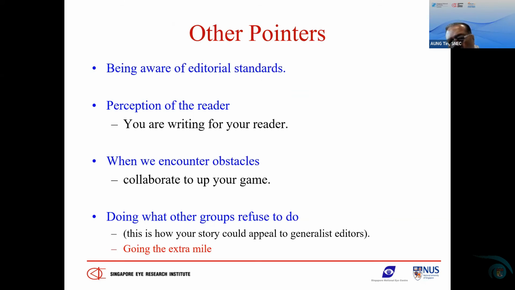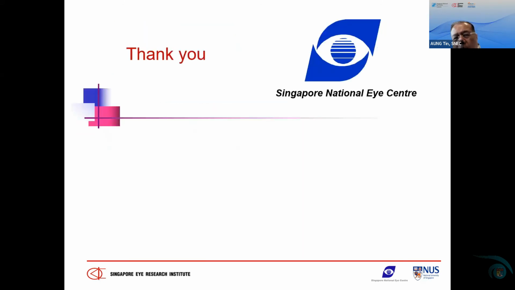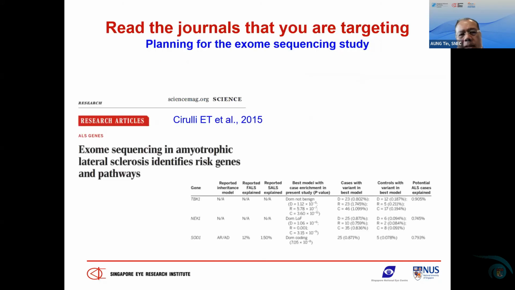Beware of who are the people reading the paper. Doing what other groups refuse to do means going the extra mile. And so target the right journal. If you're going for a basic science journal, you should know the audience is mostly basic scientists. If you're going for a clinical journal, then the audience is mostly clinicians. So you have to write the paper according to the target audience.